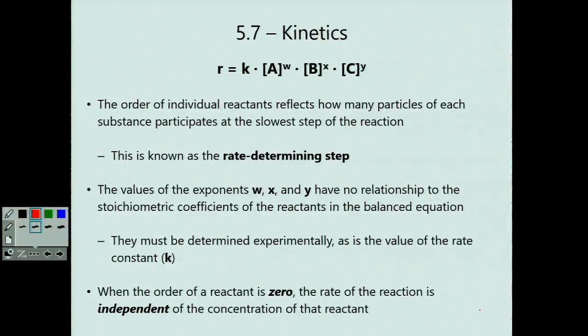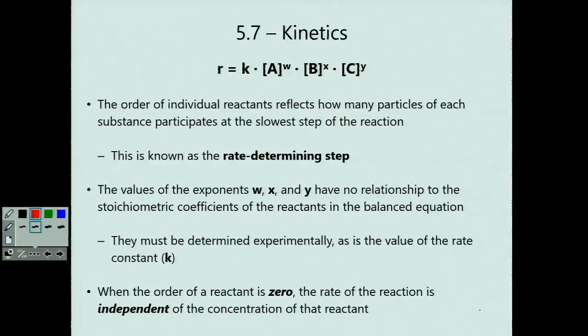So these values of W, X, and Y can only be determined experimentally. As I've said, they have no relationship with the A, B, and C of the stoichiometric coefficient, and the value of K, of the rate constant, must also be determined experimentally. Okay?